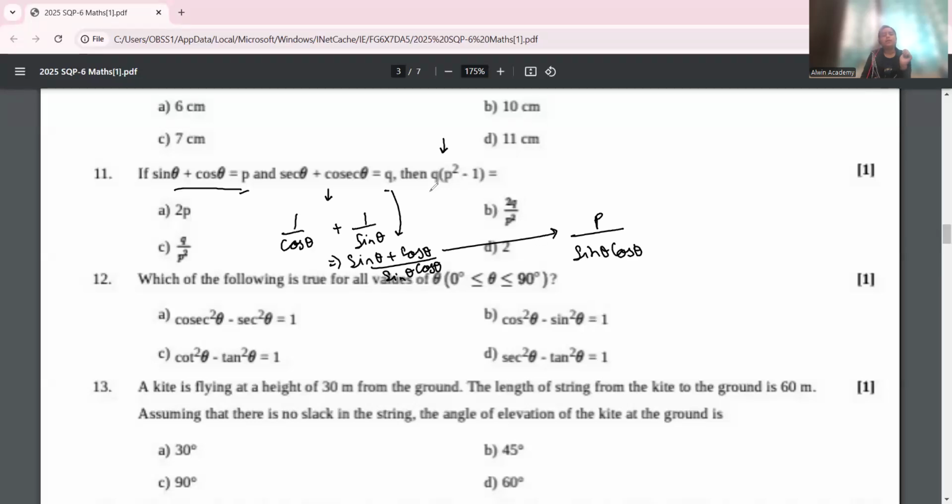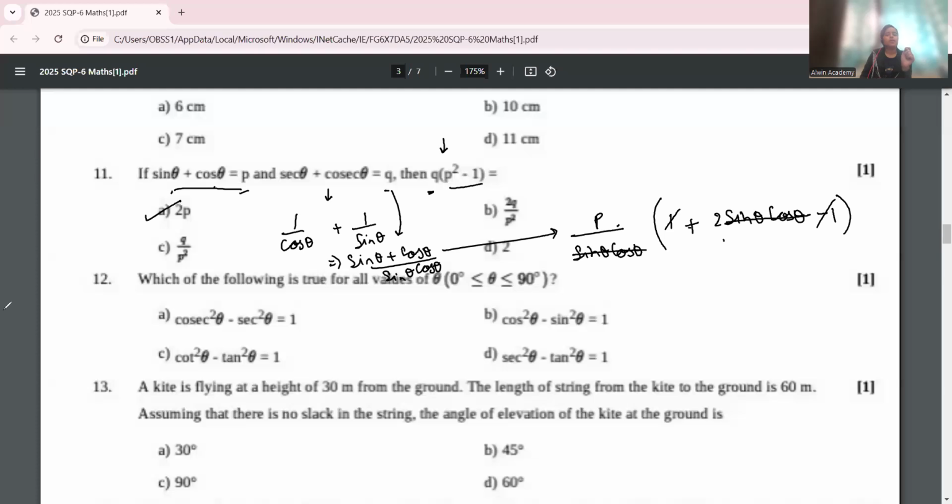I have to multiply this Q with P square minus 1. P square is sine square theta plus cos square theta, that's 1, plus 2 sine theta cos theta. This much is P square minus 1. Minus 1 minus 1 gets cancelled. Sine theta cos theta gets cancelled. P times 2, that's 2P, option number A.